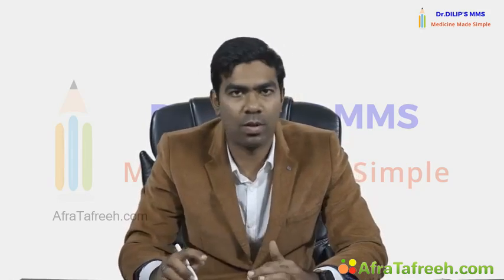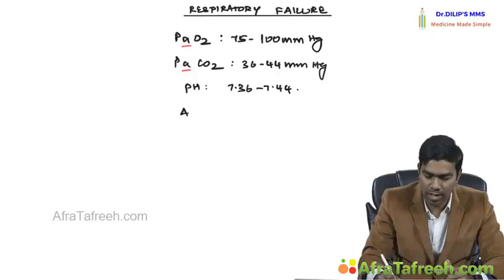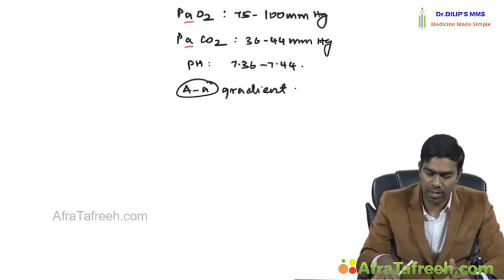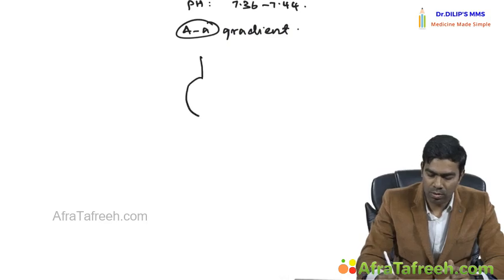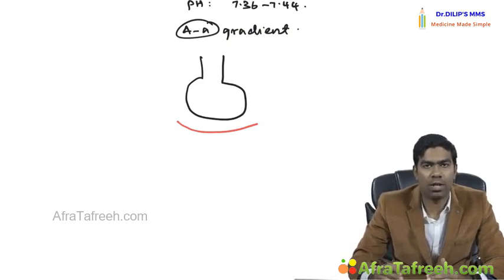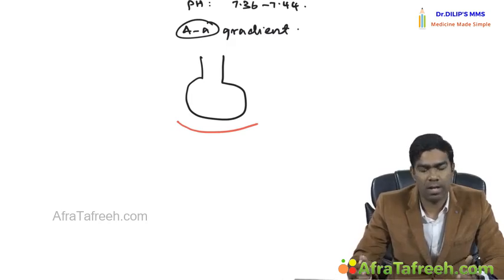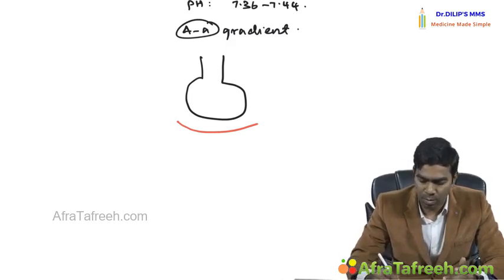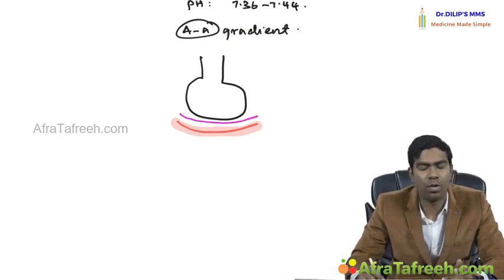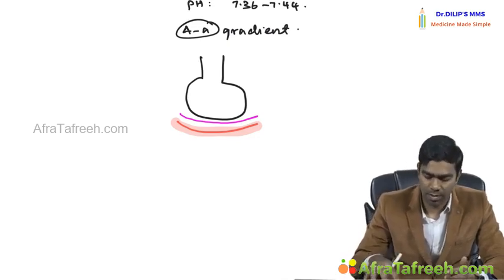We also discussed one of the other important values, something called the AA gradient. For people who have not watched what the AA gradient is, let me tell you. As I told you, you have an alveoli, and in the alveoli you have the air-blood barrier. What do we mean by this? It is composed of the alveolar basement membrane, alveolar capillaries, and the alveoli itself. Let us put this pink to be the basement membrane, the red one to be the capillaries, and the black wall to be the alveolar wall itself.